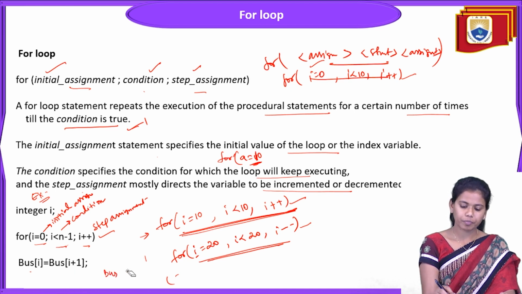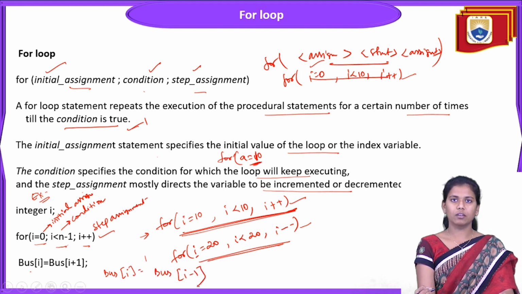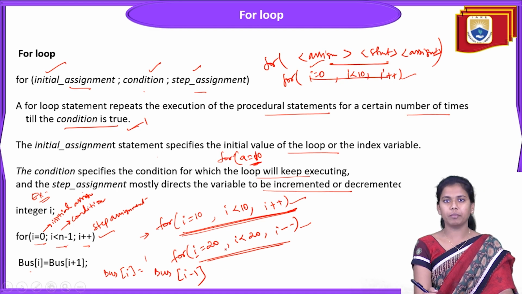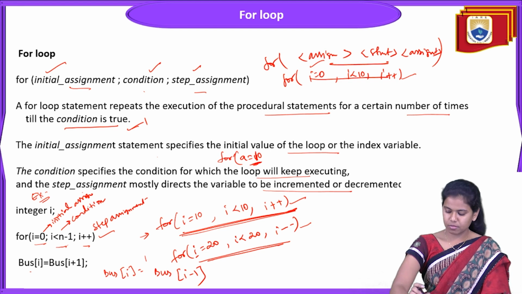i, followed with i minus 1. So this is how I can write for the decrement. And this is all about the for loop. Now we will see with an example.